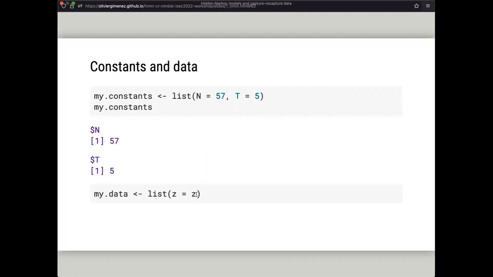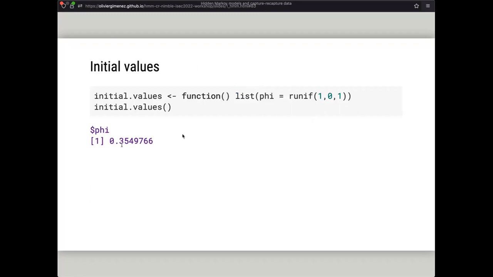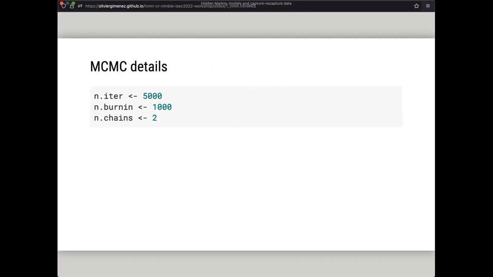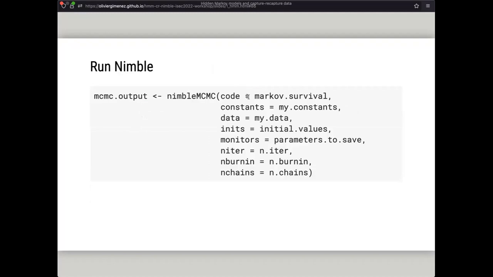Initial values, that's the same function as before. And you see that you don't simulate the same value. It was 56 in the previous example. Here it's 35, it's random. Parameters to save, it's the same vector, phi. MCMC details, so we have two chains, 5,000 iterations minus the number of burn-in iterations, 1,000. And then we run Nimble, okay?